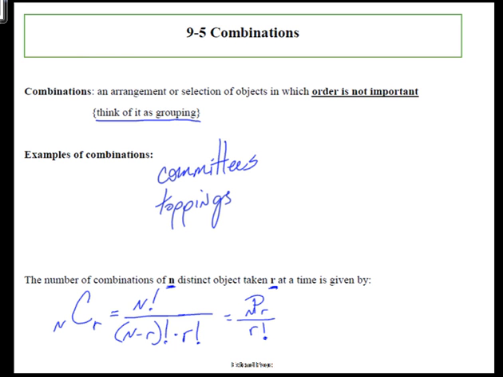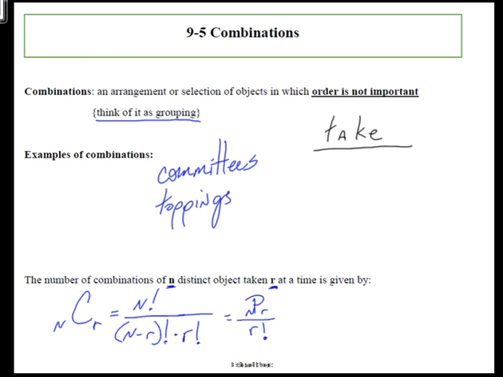And the reason we have to divide with these things is because we have to go back and take out all the things that have been repeated. Like say I have the letters T, A, K, E, take. How many ways can I choose 3 of these?